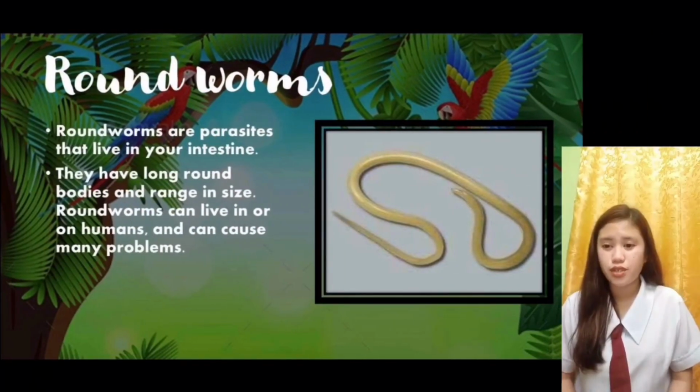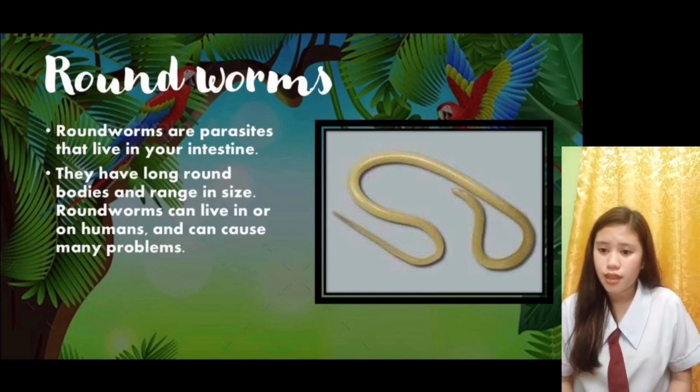The next one is the roundworms. Roundworms are parasites that live in your intestine. They have long round bodies and range in size. Roundworms can live in or on humans and cause many problems.